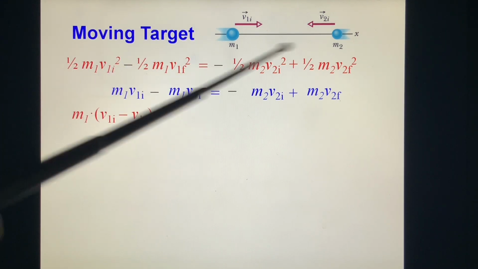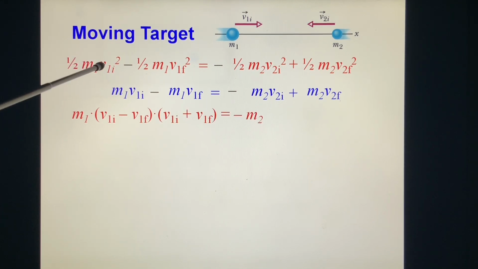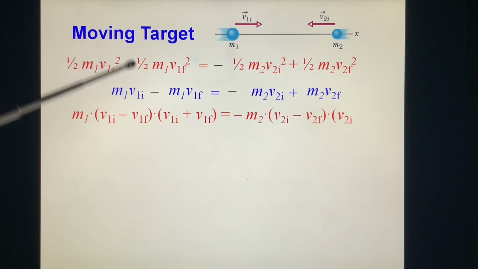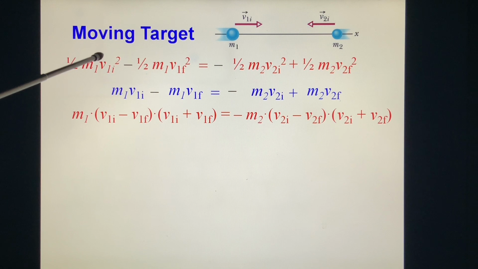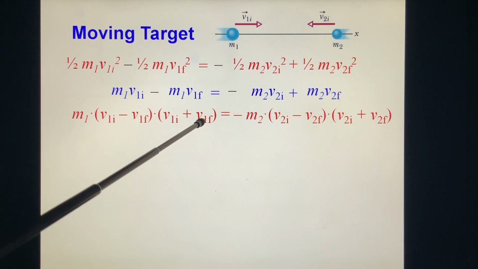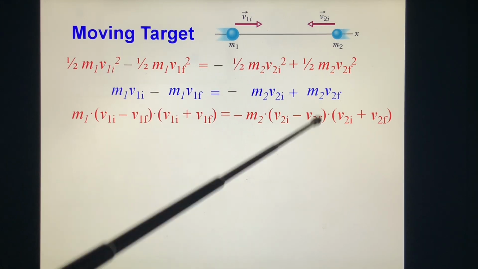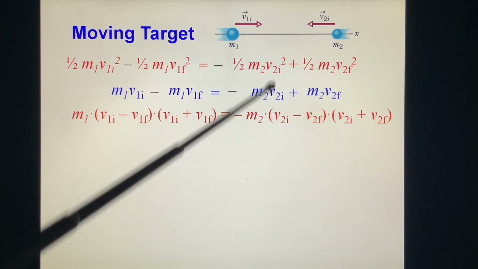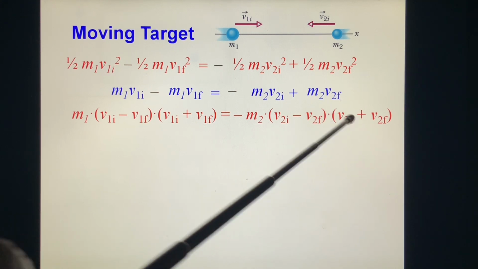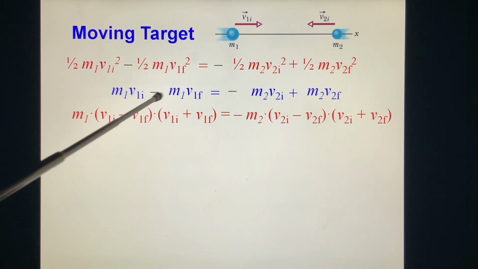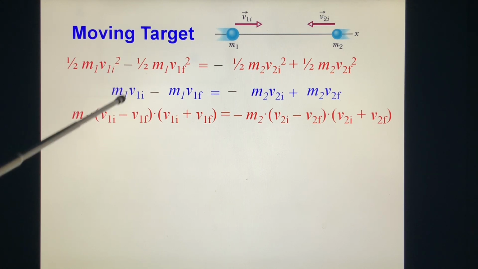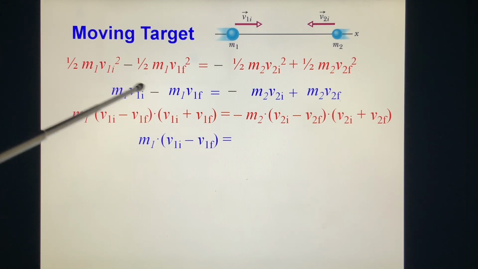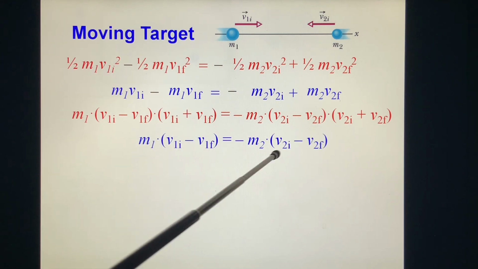So the half cancels out. This is m1 v1 final squared minus v1 initial squared. A squared minus b squared equals (a minus b) multiplied by (a plus b). The same thing happens on the right: a squared minus b squared equals (a minus b)(a plus b). This one, we move it and take m1 out. This will be m1 (v1 initial minus v1 final) equals m2 (v2 final minus v2 initial).